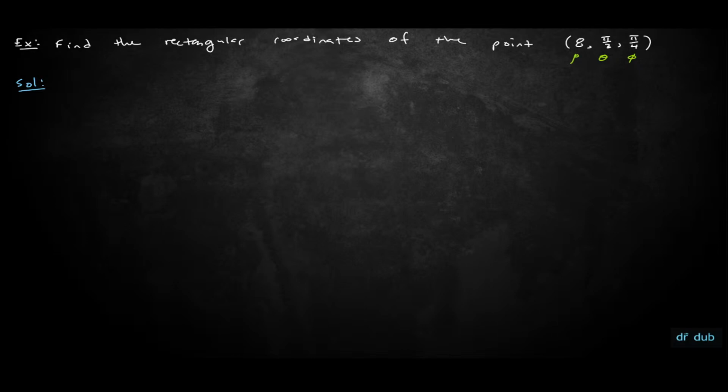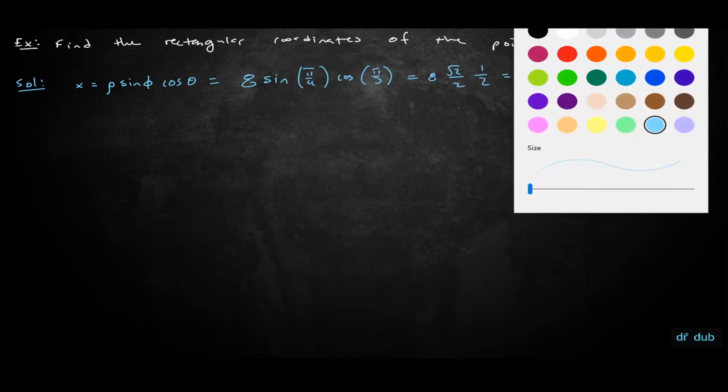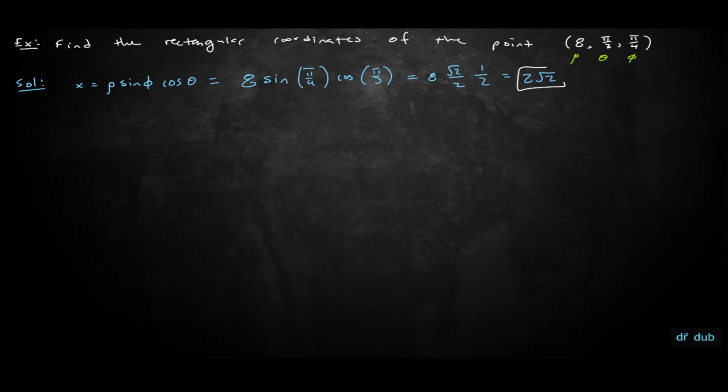So let's look at our relationships here. What do we know? We know x is equal to rho sine phi cosine theta. And so this is going to be 8 sine pi over 4 cosine pi over 3. So that's going to be 8 times square root of 2 over 2 times 1/2, which is going to be, let's see, 2 square root of 2. So that's our x-coordinate for this point.